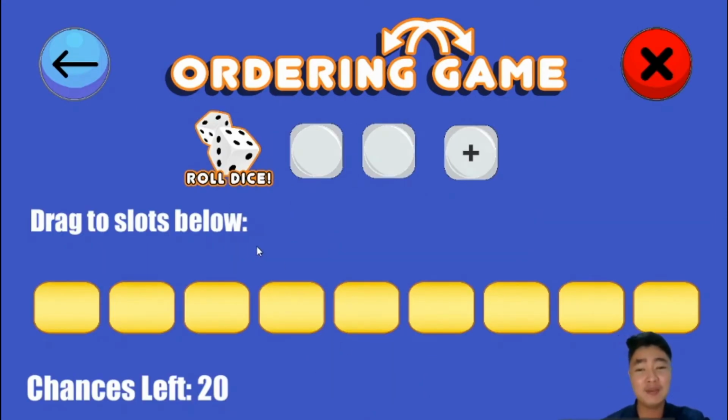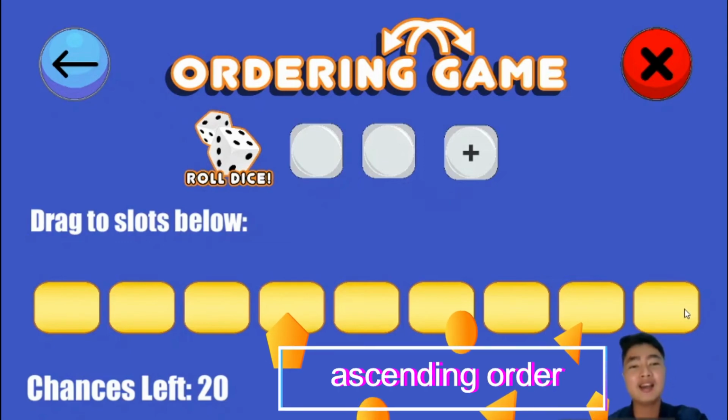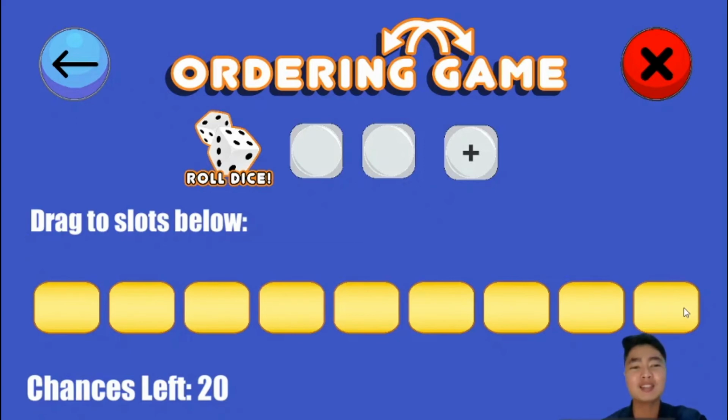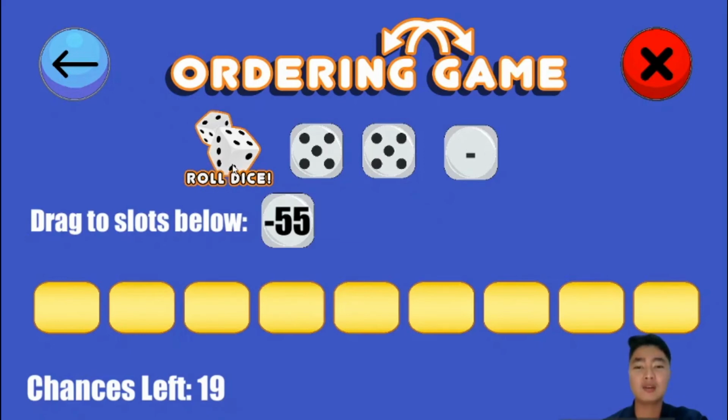In this game, all we have to do is to arrange the random numbers that will pop up using our dice here, and then arrange them in these 9 boxes in such a way that we have to arrange them in ascending order. Remember, ascending order is from lowest to highest. Alright, let me go ahead and try to roll the die. As I roll the die, it's negative 55.